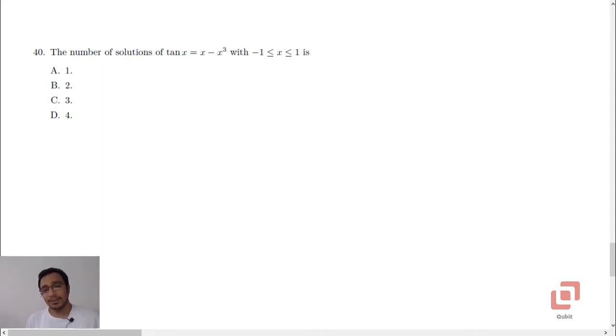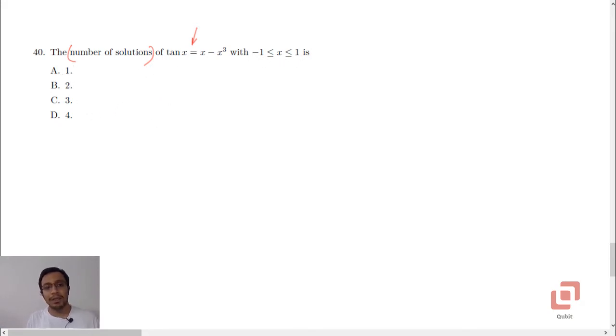Okay, this question is based on the theory of equations. Alright, and of course you require some knowledge of derivatives in order to solve this problem. Okay, the question says that the number of solutions of tan x equal to x minus x cubed, with x lying between -1 and 1, both values inclusive, is 1, 2, 3, 4.